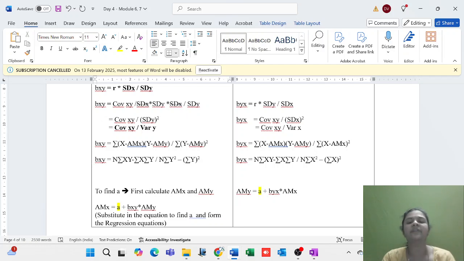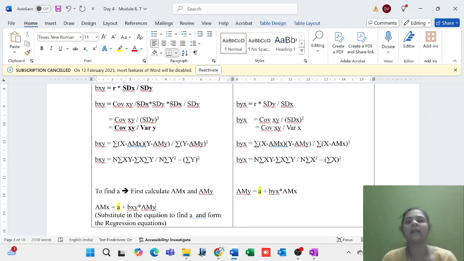Yes ma'am. After you get a, the equation will be written as follows. Suppose the value of a comes as 5 and the regression coefficient is, say, 0.5, then the regression equation x on y will be written as x is equal to 5 plus 0.5y. So after you find the value of a, you should just write the values of a and b in the regression equation, and that becomes your final regression equation.